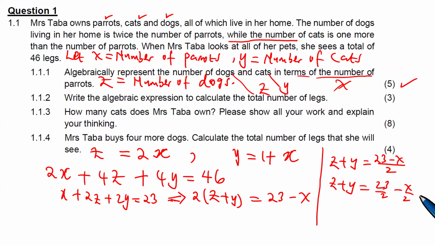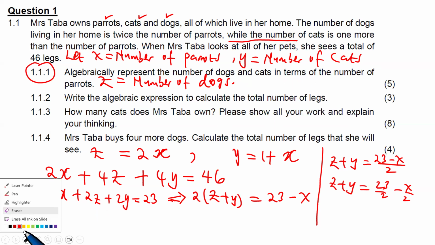Okay, now this is one thing you can do, but I also need to mention that what the examiner wanted in question 1.1.1, the examiner wanted the following answer. So we will write the answers a bit more accurately now. The examiner wanted the following answers.